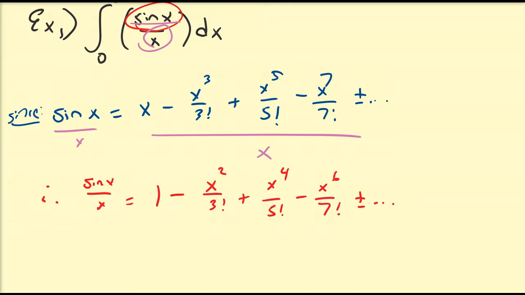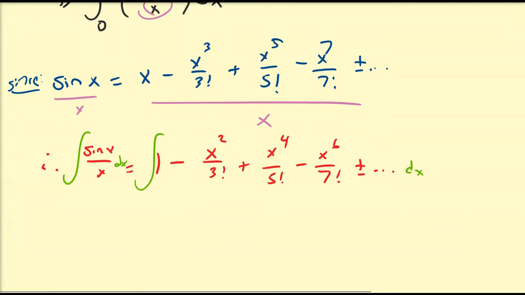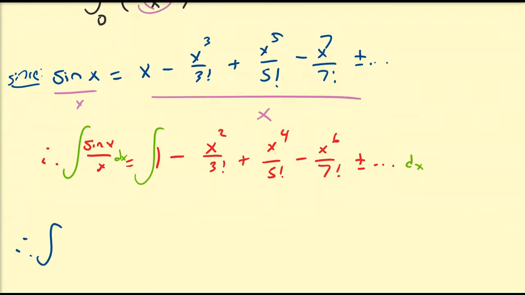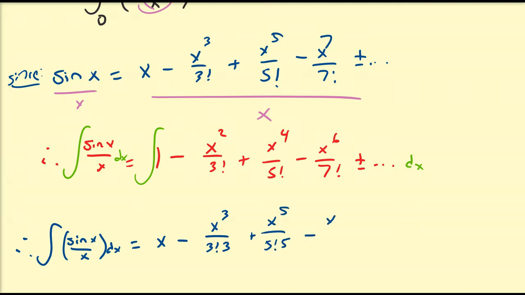So what I'm going to do is integrate those functions with respect to x. That's going to give me the integral of sine x over x dx equal to the integral of 1, which is just x. The integral of x squared is x cubed over 3, so that's going to give us x cubed over 3 factorial times 3, and then plus x to the 5 over 5 factorial times 5, minus x to the 7th over 7 factorial times 7, plus or minus, and so on, plus some arbitrary constant c at the end.